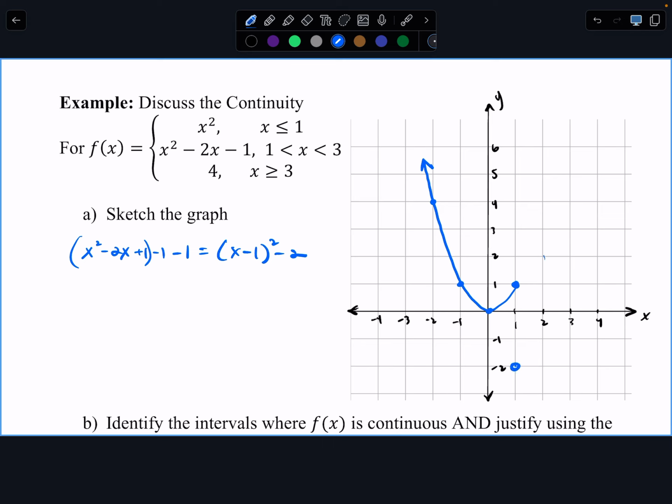Okay, one more minute figuring out what your graph looks like. Take a little trip down memory lane.